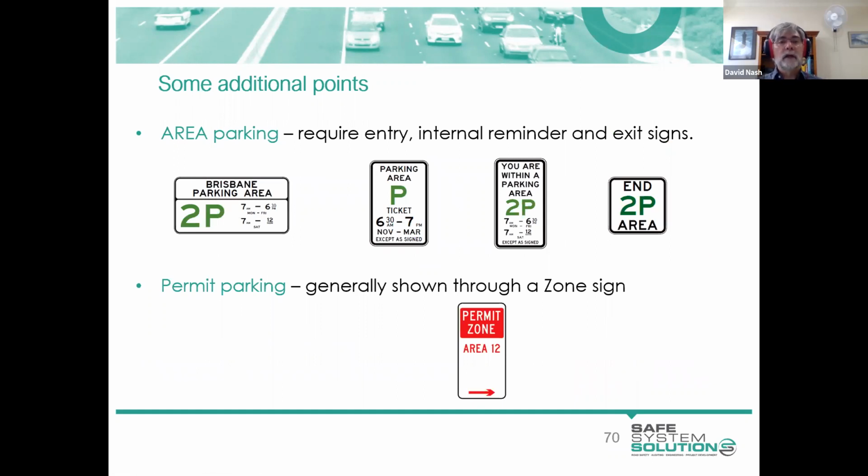Area parking. If it's an area park, you require the sign on all the entrances to the parking area, and exit signs to say this is the end of a 2P area or whatever it might be. And internal reminder signs: you are within a parking area 2P, and so on. I very rarely see those, but they are actually quite a good idea if you've got a large parking area. Permit parking is generally shown through a zone sign, permit zone, and then the council issues various permits for various different areas. It is a good legal way of enforcing that.